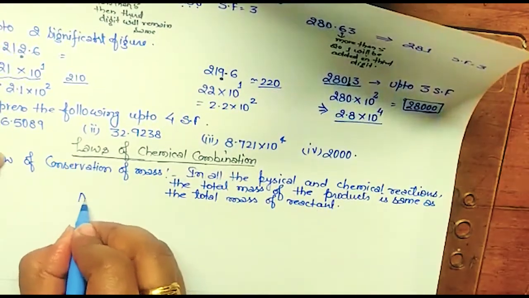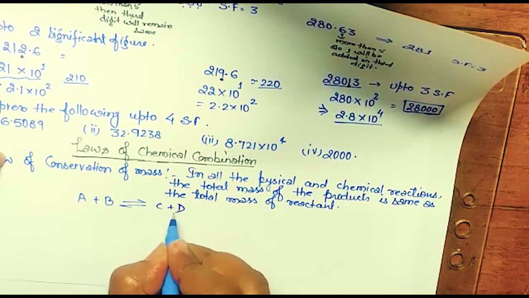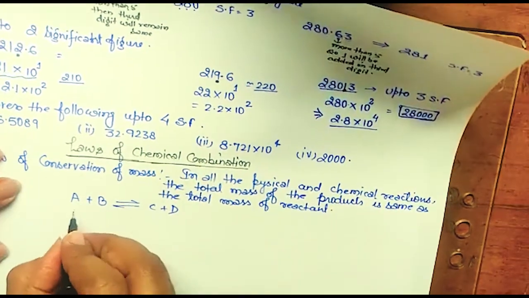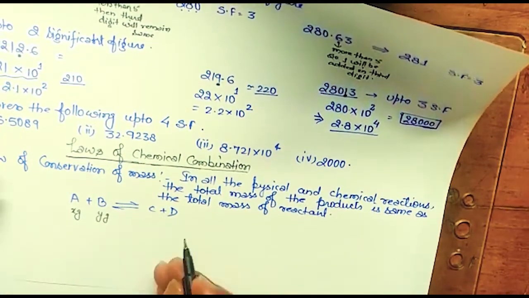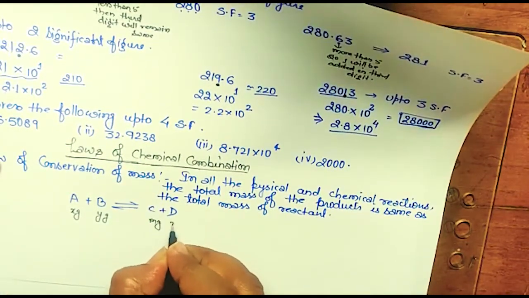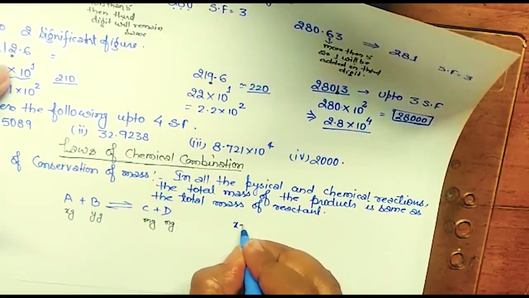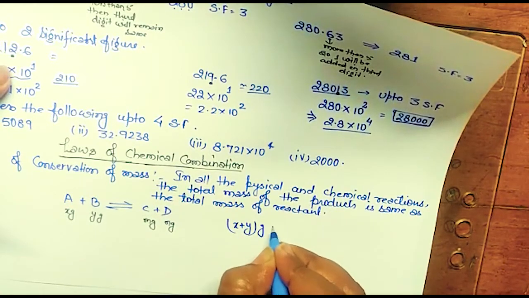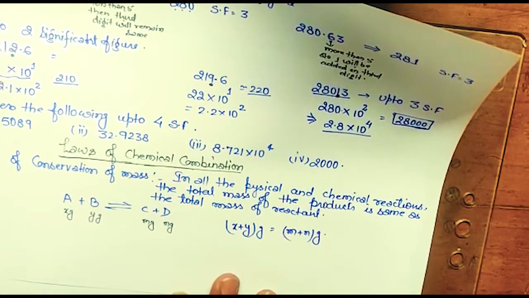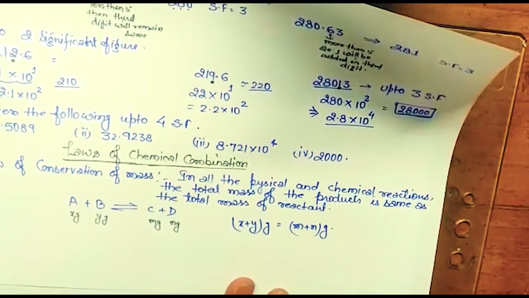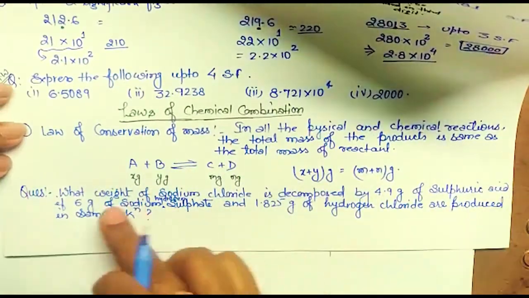Let me take a format. Suppose A plus B is reacting to form C plus D, and I have taken X gram of this, Y gram of this, and this is M gram and this is N gram. So according to the law of conservation, X plus Y gram will be equal to M plus N gram, isn't it? Okay, so this is the law of conservation of mass. On this basis, let's do a question.